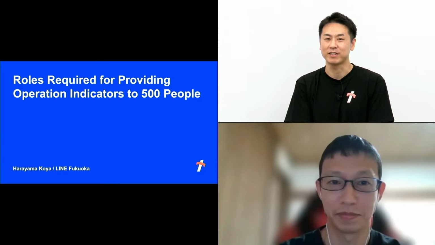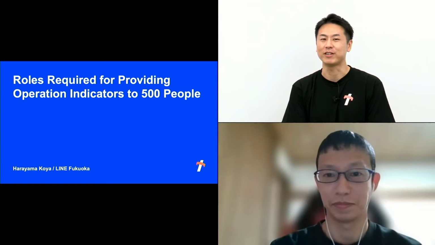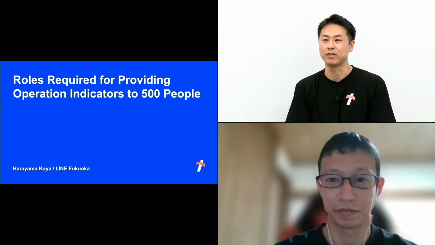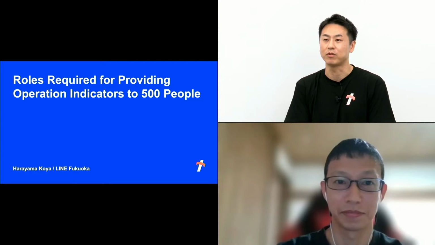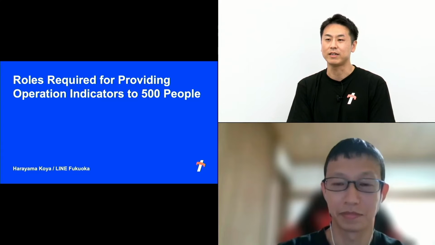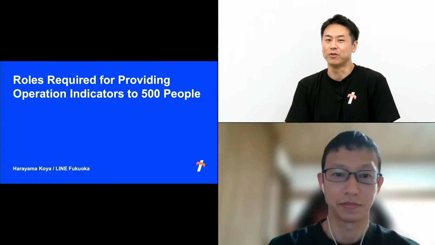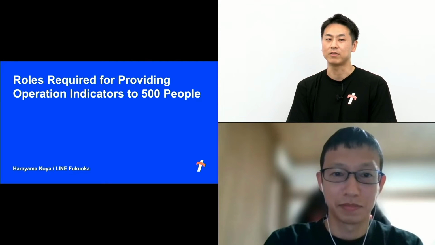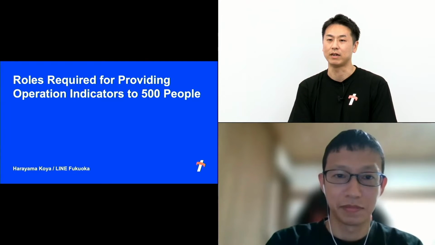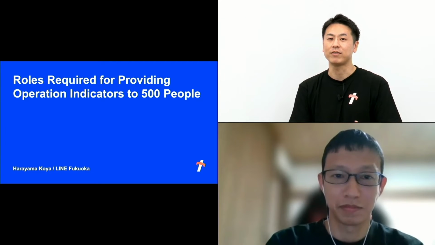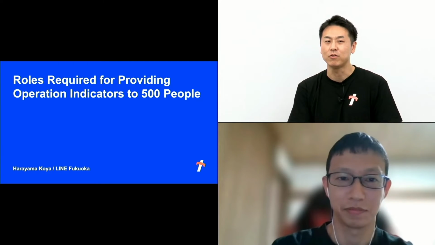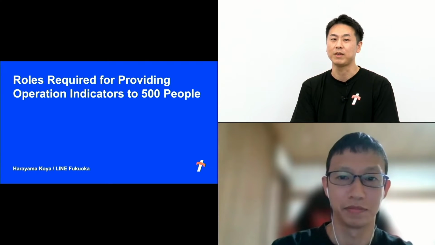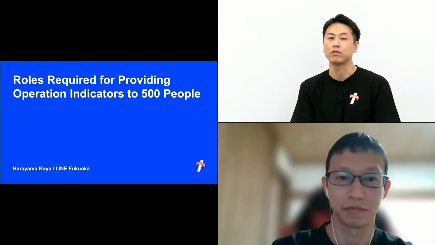Well, because of the convenience of the project, we had to define roles from the first place. We thought otherwise the project would not be successful. I belong to Line Fukuoka, and there's a data lab that does the data analysis, but they do not provide all the functions for data utilization. So if you want to manage KPI, we need to educate different departments at Line Fukuoka. So we wanted to define the roles, and we asked certain departments to take certain roles. Otherwise, we could not form a project team. So in that sense, we defined roles.